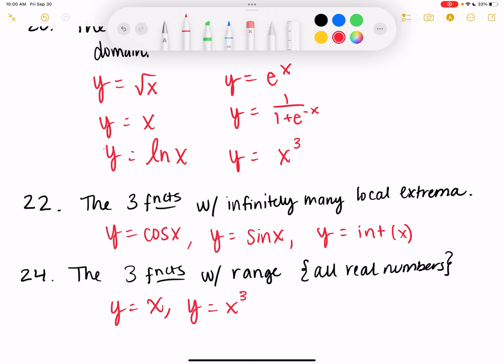What about 1 over x? Wait, what about y equals ln x? Why wouldn't it be 1 over x? Because it has an asymptote, they don't touch, because zero. Which one is bigger on the bottom? I said 1 over x.